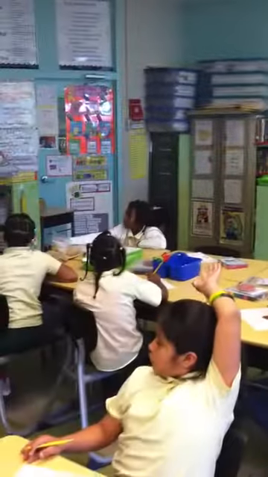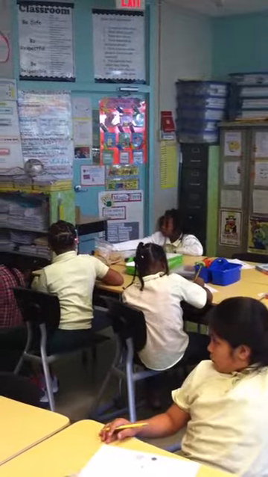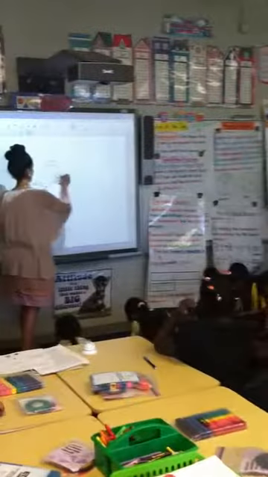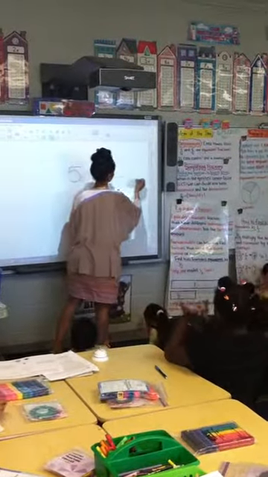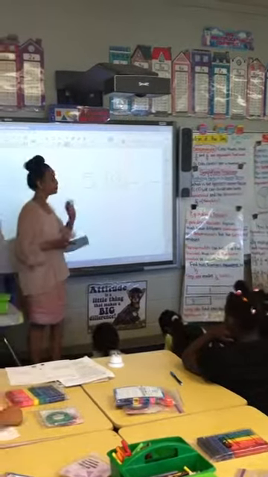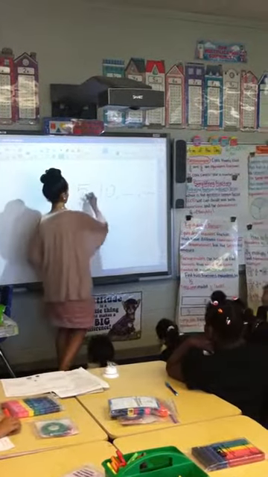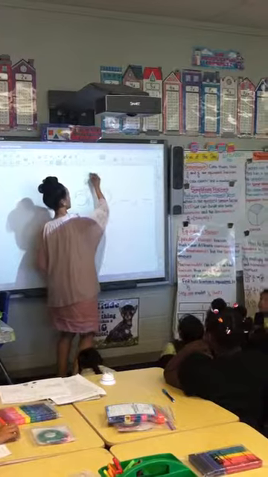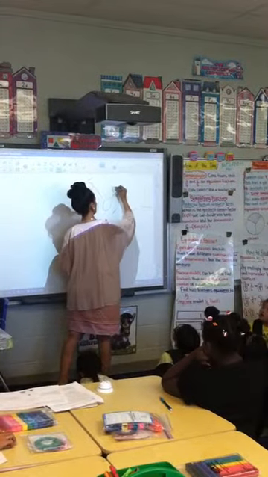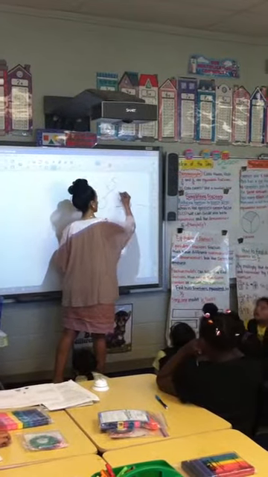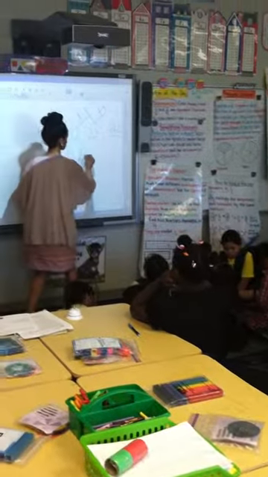Complete the pattern. 5, 10. What is my rule, Cora? Counting by 5. 5, 10, 15. My rule is what? Plus 5. 5 plus 5, I get 10. 10 plus 5, I get 15. 15 plus 5, I get what? 20. So my rule is plus 5.